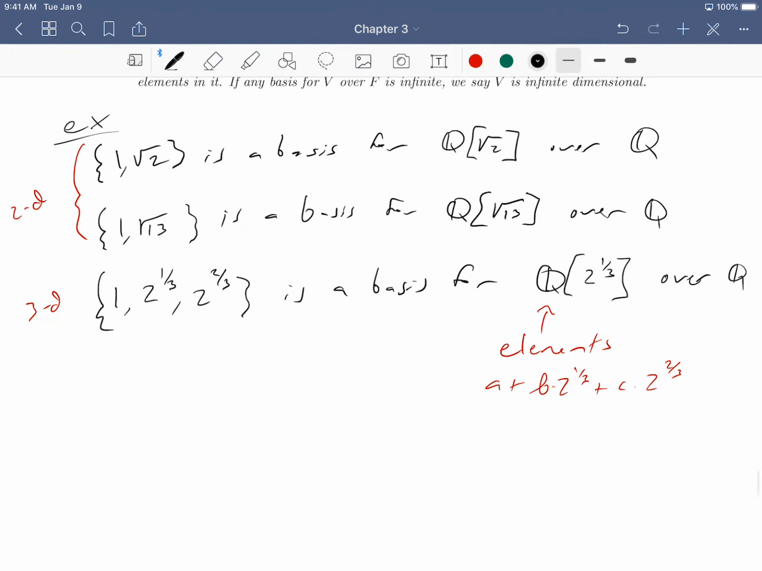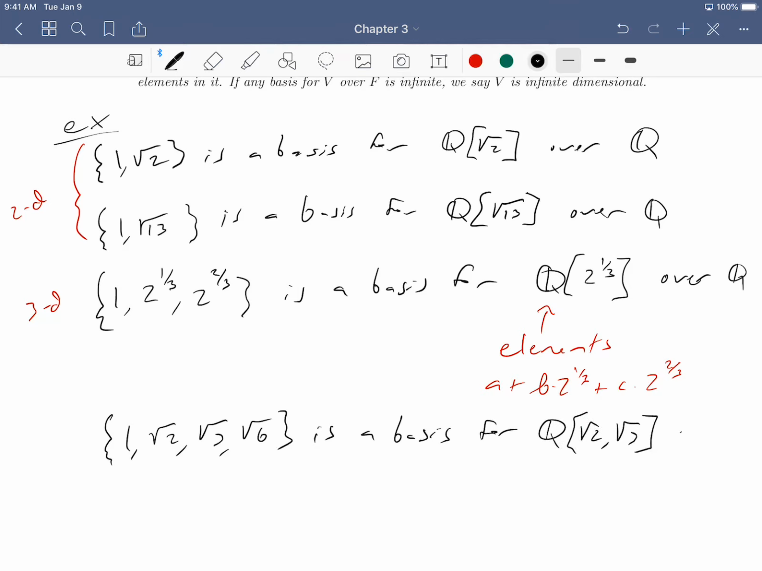And let's do a 4-dimensional vector space. So 1, root 2, root 3, root 6 was our basis. It was both spanning and linearly independent. For Q adjoin root 2, root 3 over Q. Okay, and so that space, Q adjoin root 2, root 3, that's a 4-dimensional space.